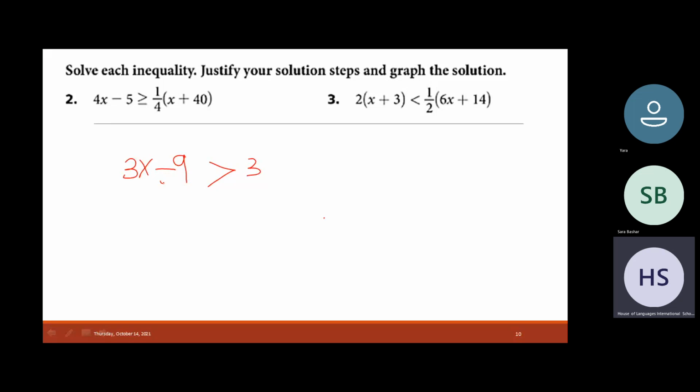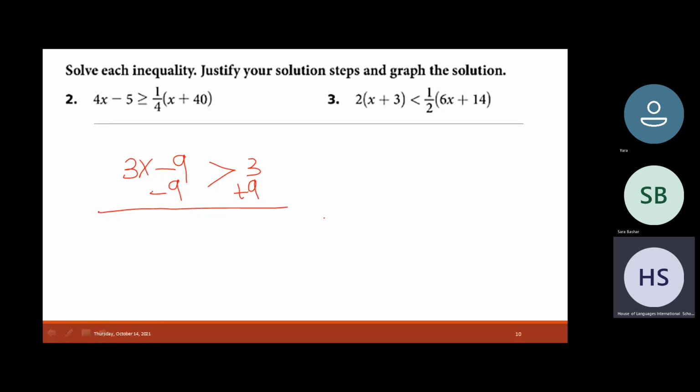You will ask yourself now. The variable 3x is subtracted from 9. What is the opposite of subtraction? Addition. Is it right? So here we have to add positive 9, and if you add positive 9 to this side, what do you have to do here? You will add plus 9 to the other side. Bravo. Teacher, why didn't you do it for the other 3x? Because I told you the same to both sides.